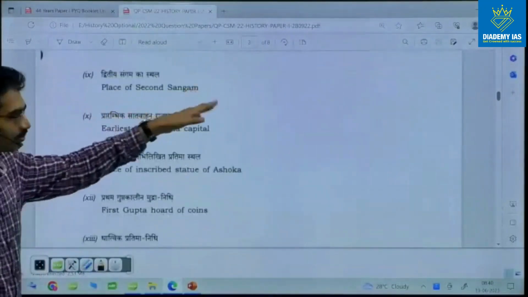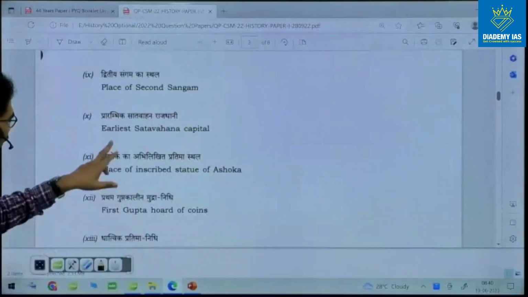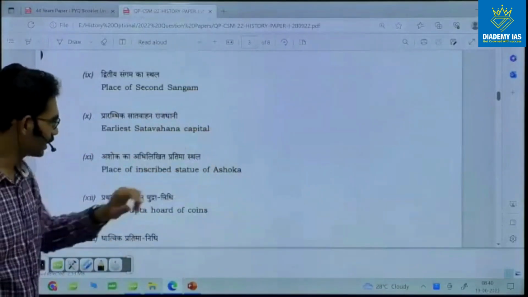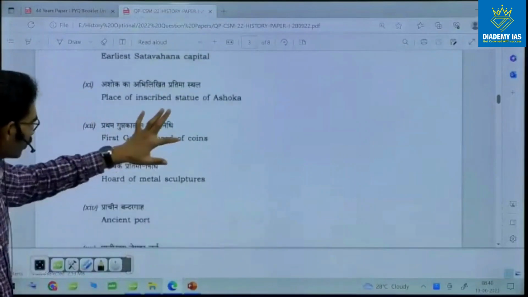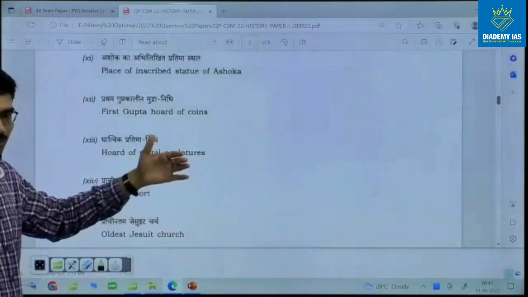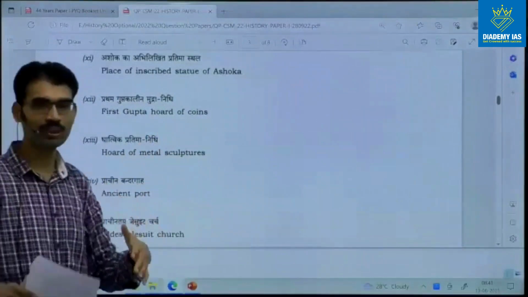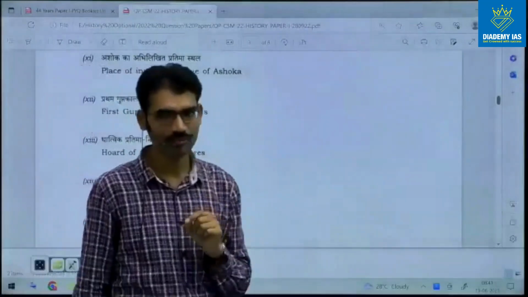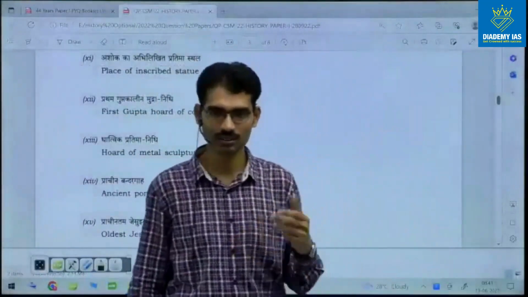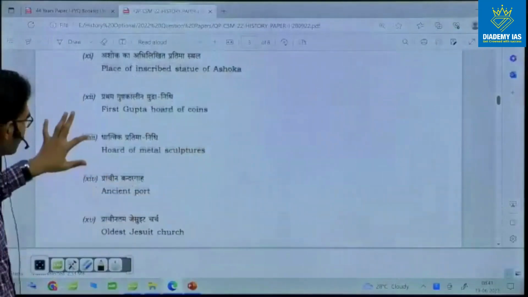Next, place of Sangam, then Buddhism, earliest Satavahana capital, place of inscribed statue of Ashoka, Gupta hoard of coins. Now you see chronology wise, once prehistory is done, after the Vedic period, Mahajanapada time period also we have so many capitals, they will come. Mauryan time period, we have some capitals also, different regions also, they will come. Post-Mauryan period capitals and other locations.